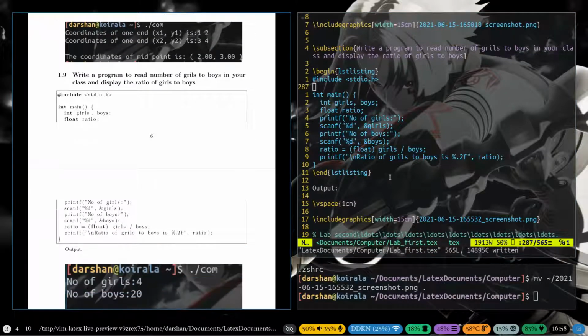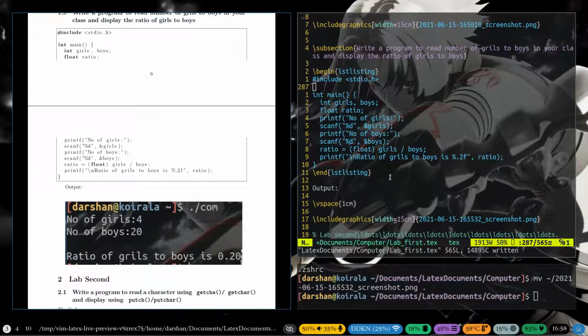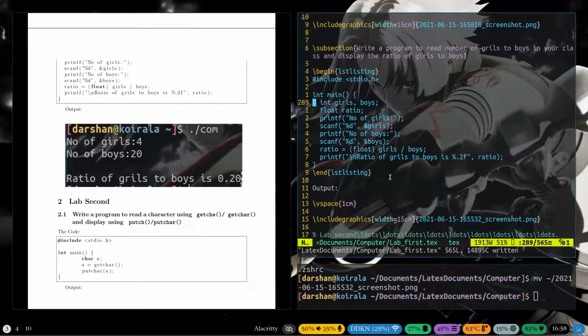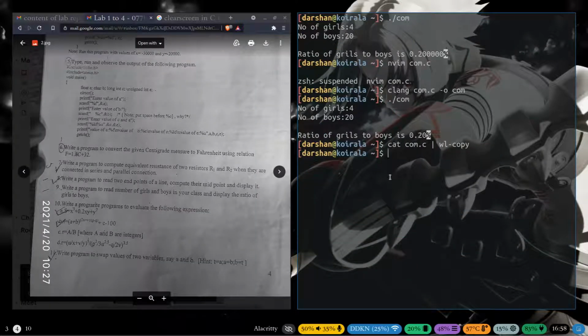So this one was 1.9, right? 1.9. So there's a little bit of, I have some emergencies going on. So I'll come back after an emergency after copying the question.